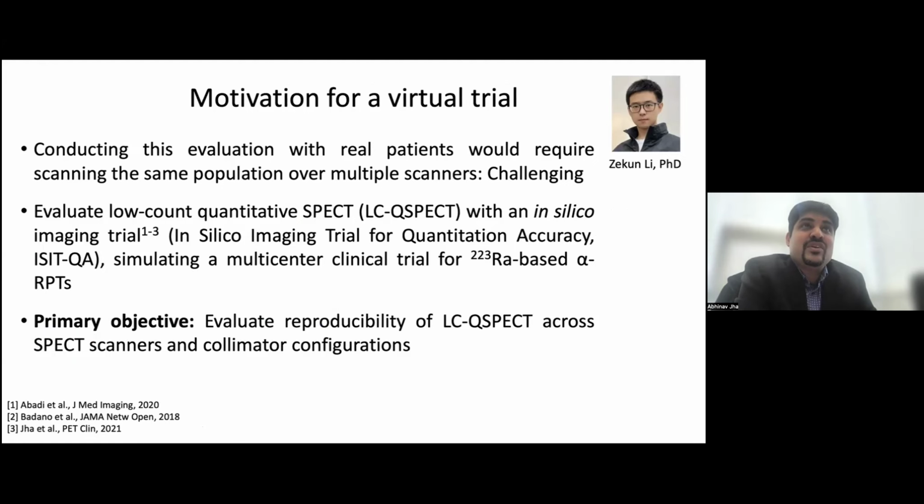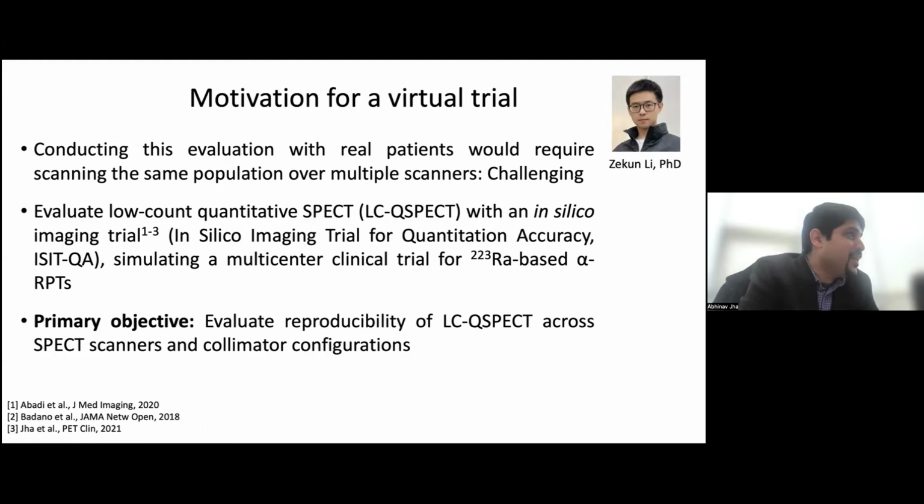So for our setting, conducting the evaluation that I talked with you about, where we are trying to assess performance of the methodology across multiple scanners, this would be very challenging, costly, expensive, time-consuming, logistically challenging, and so on. So we said, can we do this in an in silico setting? And that led us to ISIT QA.